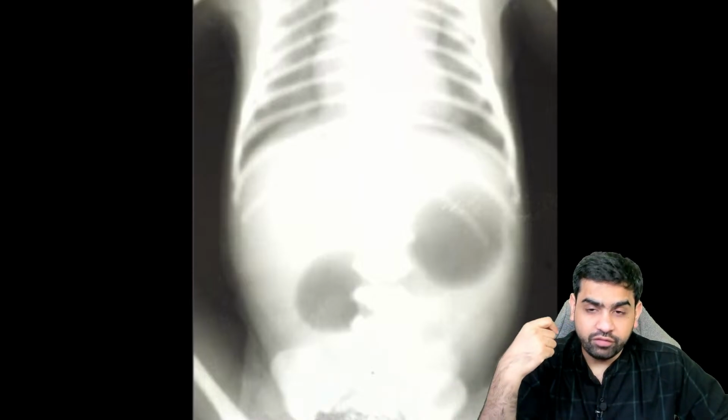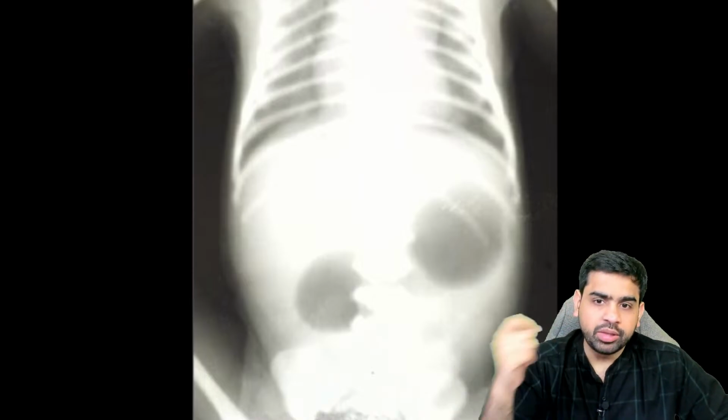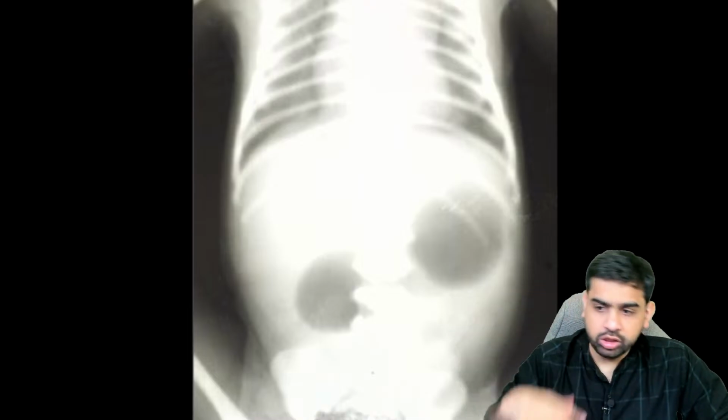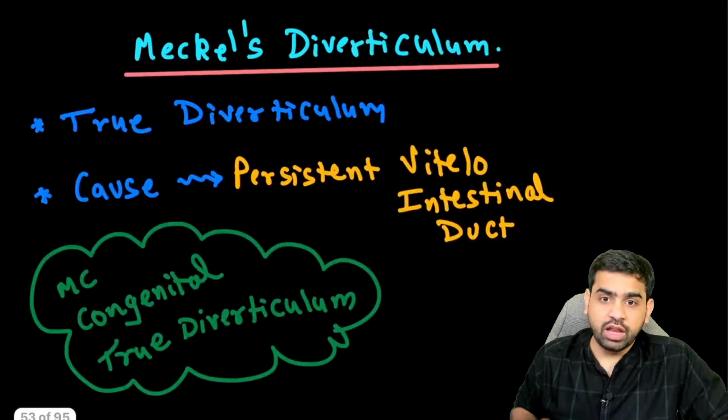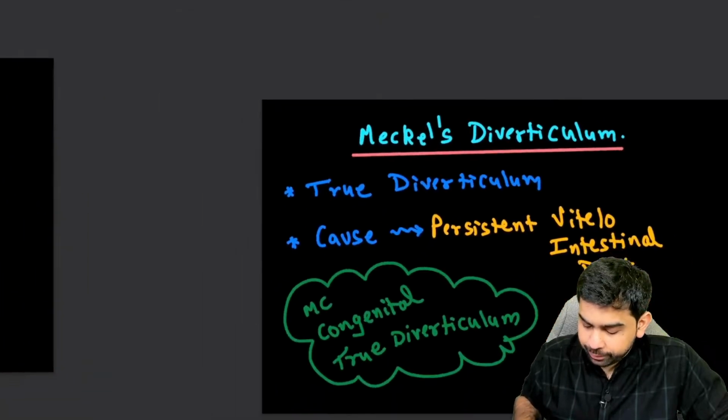But if at all they have given you a non-bilious vomiting, then probably they want you to mark it as an annular pancreas. So please take note of this. Don't have a knee-jerk response and get a very, very simple question wrong. Okay, now what is this particular Meckel's diverticulum?